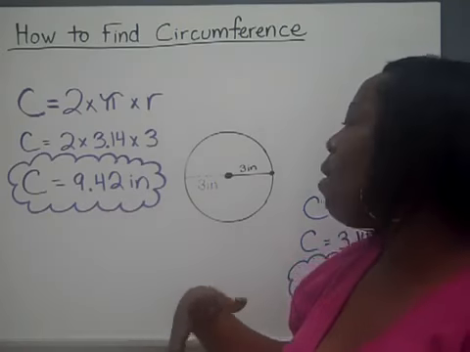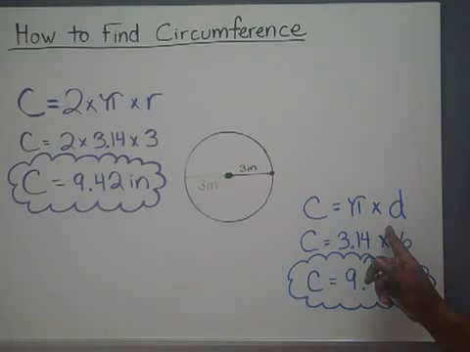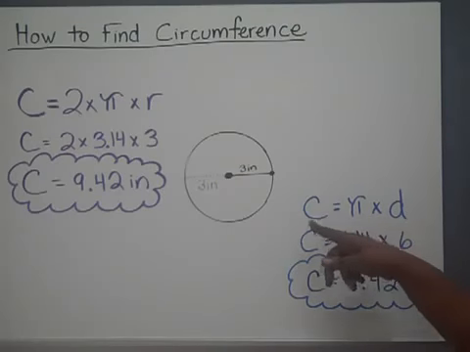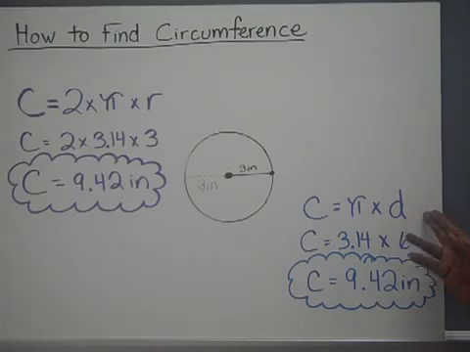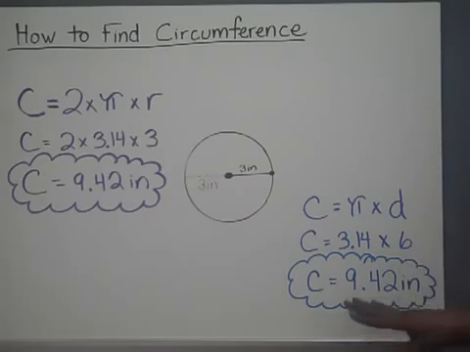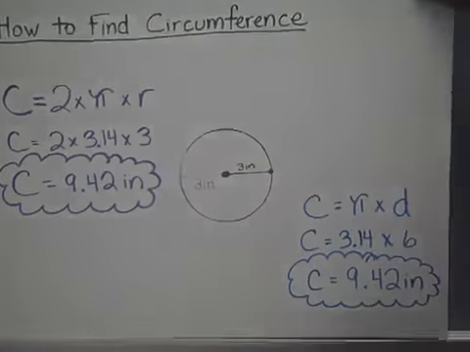the circumference. Or you could double the radius to find the diameter. In that case, you would use the formula circumference equals pi times diameter. Again, substitute the values and multiply to get the exact same circumference.